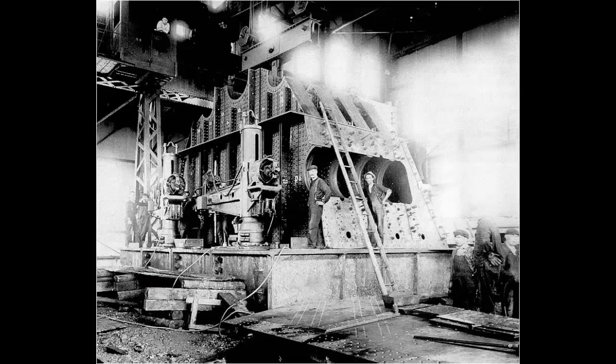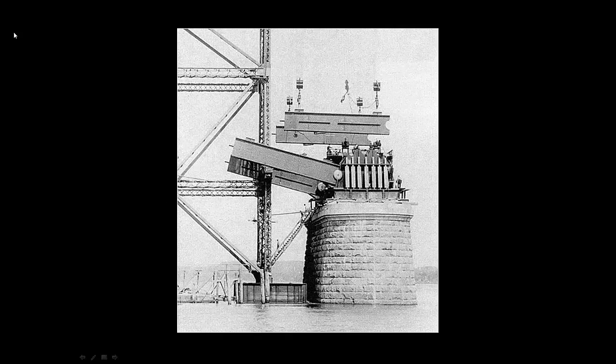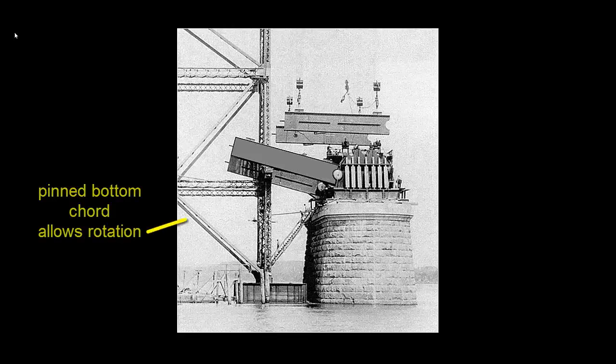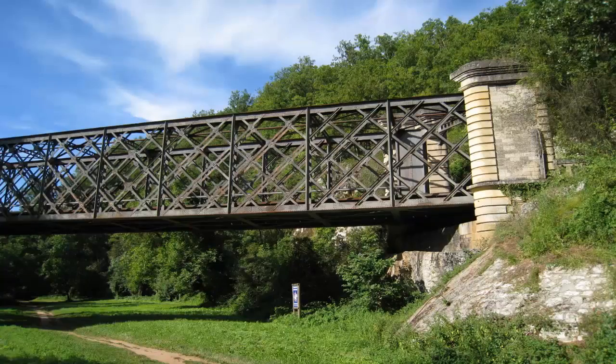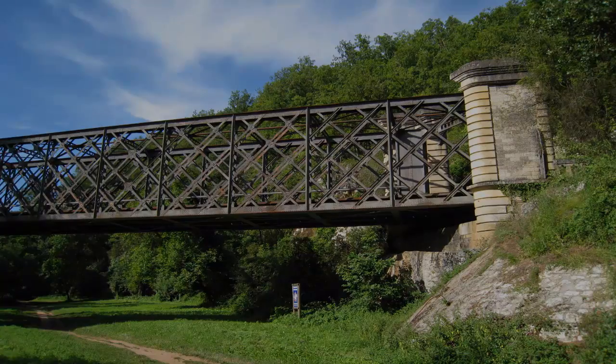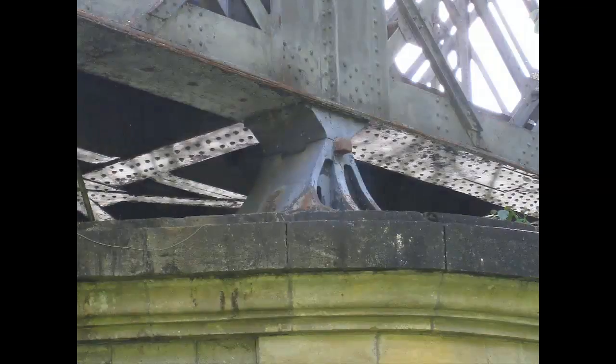Here an assemblage for a pin joint where compression cords and diagonals all meet sits in the fabrication shop. The semicircular slots behind the men will hold the pin. This photo shows that same joint assembly on the bridge pier with the bottom truss cord and pins in place. A much smaller pin support is visible in this railroad truss over the River Lot in France.